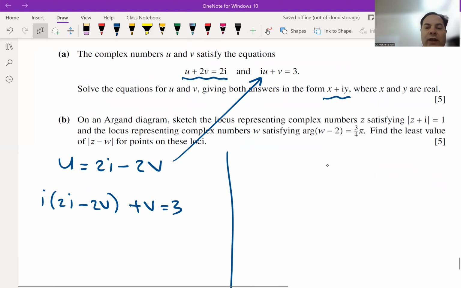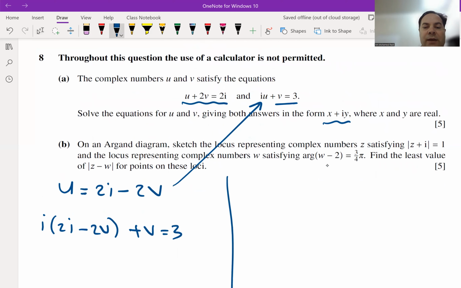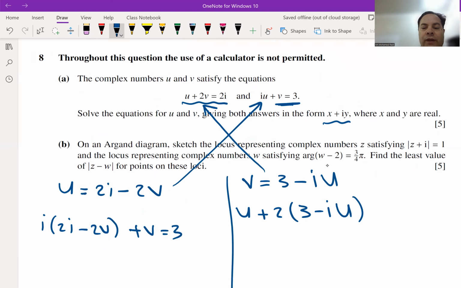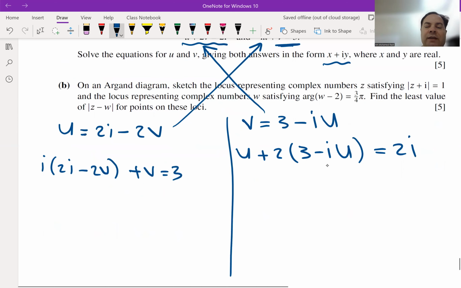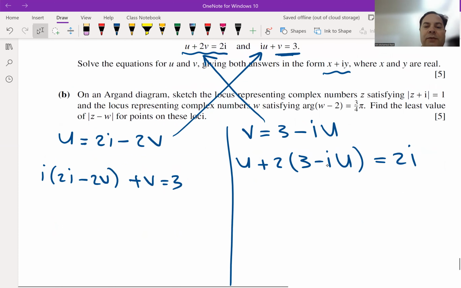In the same way, if you make v the subject from this equation, v equals 3 minus iu. Substitute in this equation, remove v, and write u plus 2 times 3 minus iu is equal to i. You can expand, simplify, and solve. This is using the substitution method.